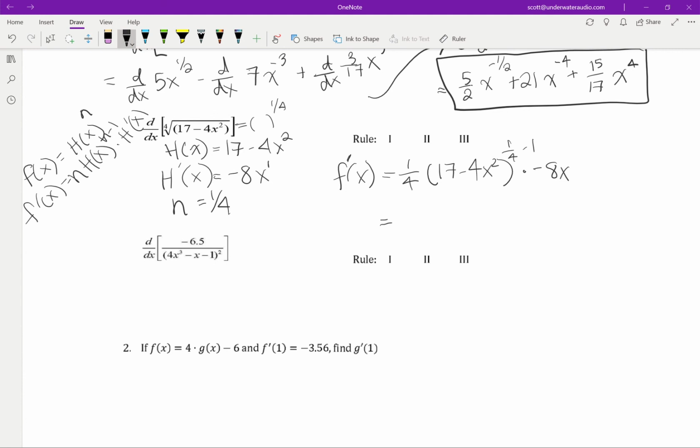So I'll simplify a little bit. 1/4 times 17 minus 4x squared, raised to the power 1/4 minus 1, which is minus 3/4, and then times negative 8x.